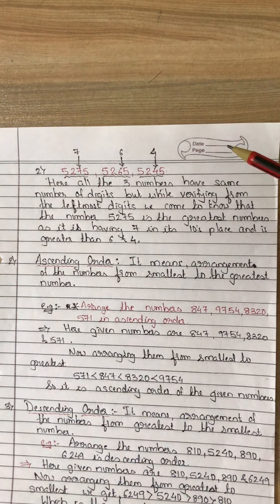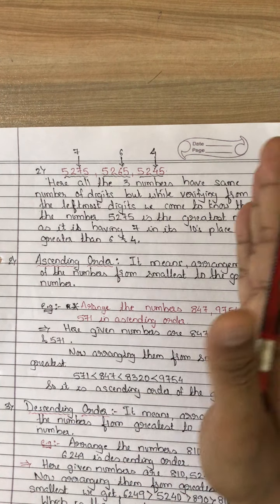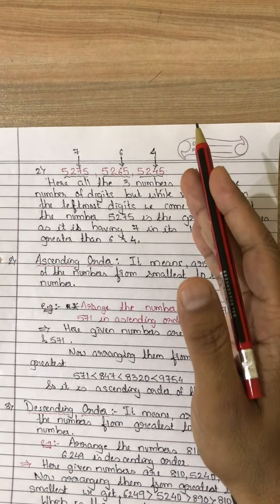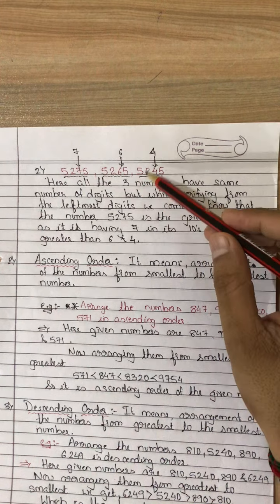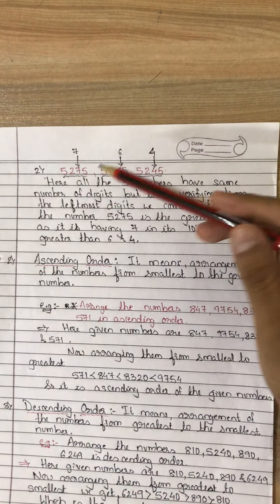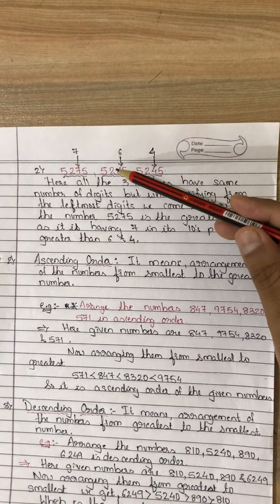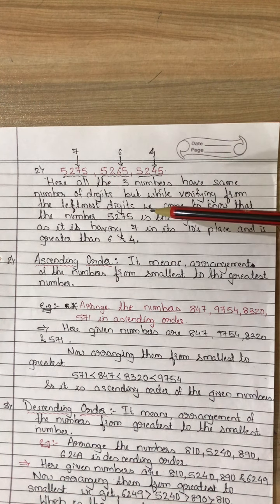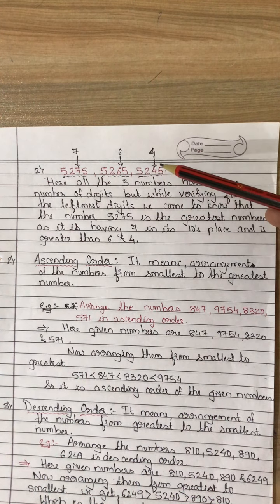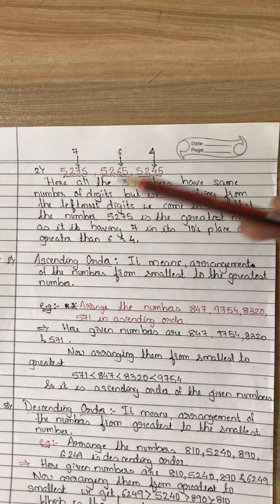5245, 4 digits. Now what? Same rule will apply. We will look at the leftmost number, leftmost greatest number. On the left of 5275 is 5, 5265 is 5, 5245 is 5.